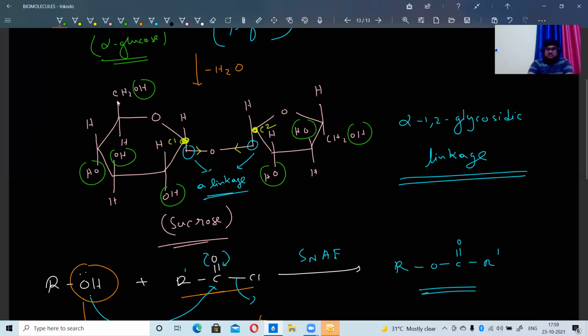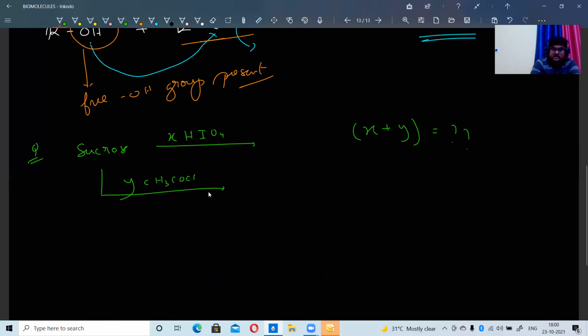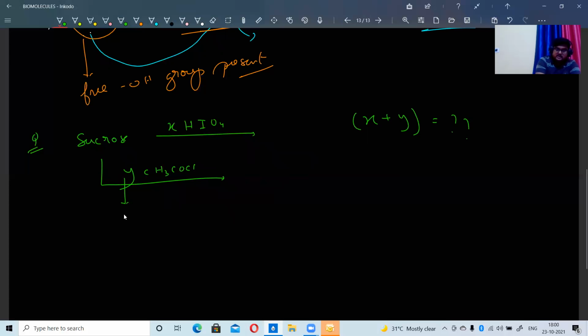Okay, also another thing. There is a mistake. You have to check. This group is CH2OH, and this OH is also a free OH. So the total number of free OH is 8. That's why Y is 8.